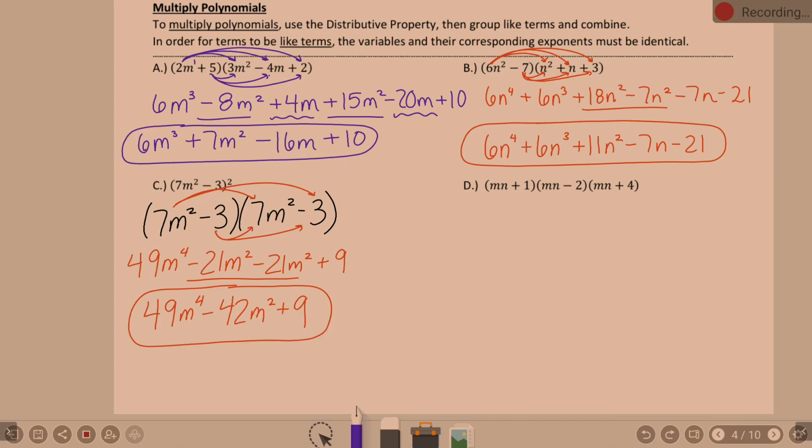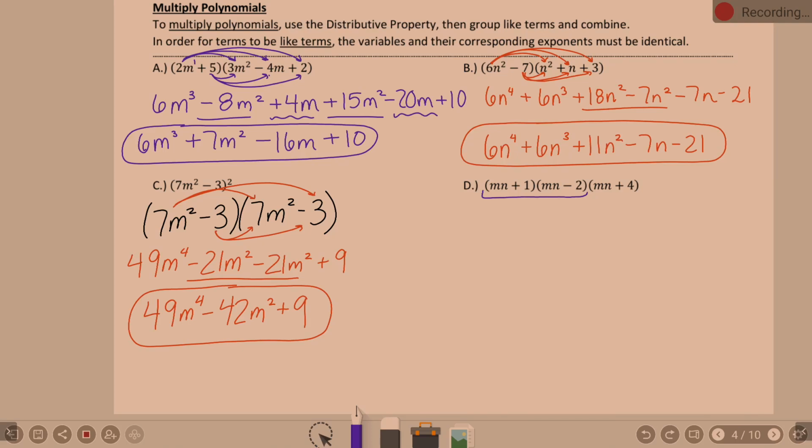Now, what about D? I say we just skip that one for the day. What the heck? There's 3? There's 3. You just have to distribute: do mn times 2 times mn times 4, and then do the 1. You distribute the first two, and once you get the final answer on those, you do it to the third one. I like that idea. Oh, that makes sense. So pick two to start with.